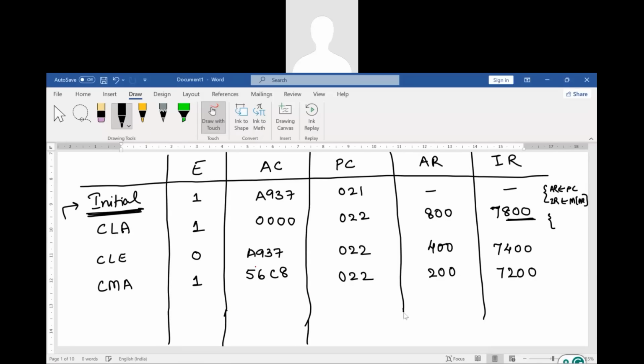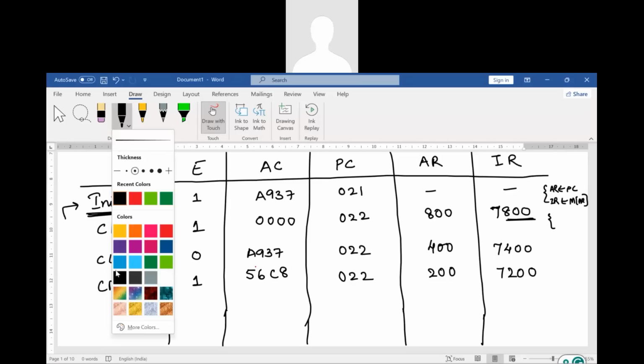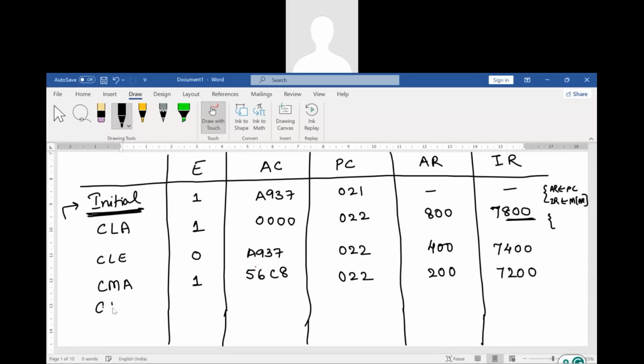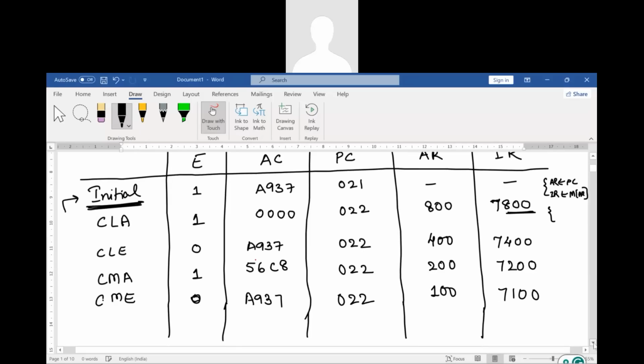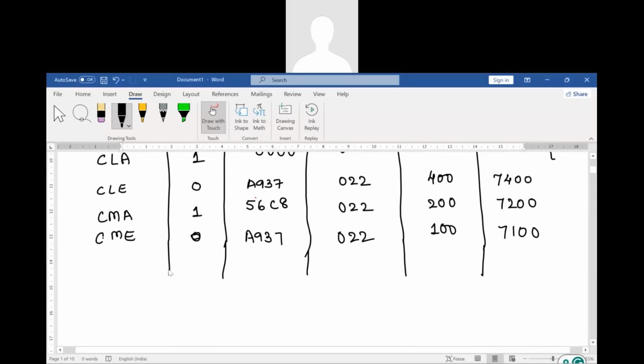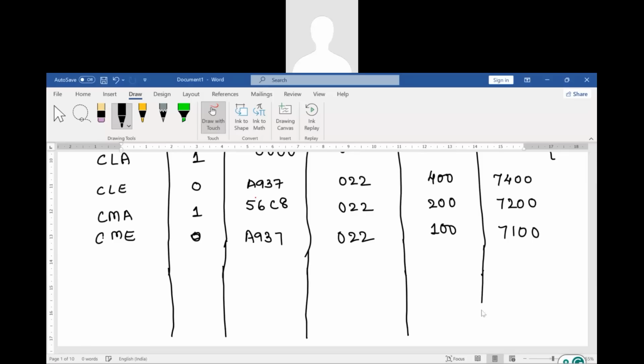Moving ahead, the next instruction is CME, complement E. The initial value of E is 1. Let us complement it. It would become 0. The value of AC would remain unchanged, A937. PC 021 would become 022. The code for CME is 7100 and the value of AR is 100. I assume that you will be able to write the instructions along with me on your own now. Chalo. CLA, CLE, CMA, CME.